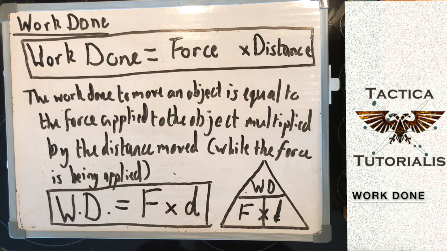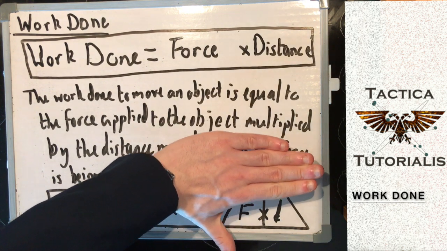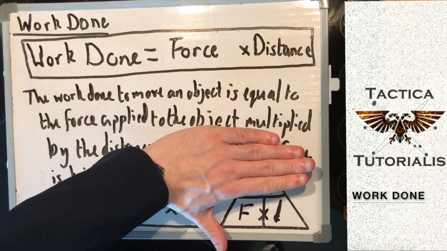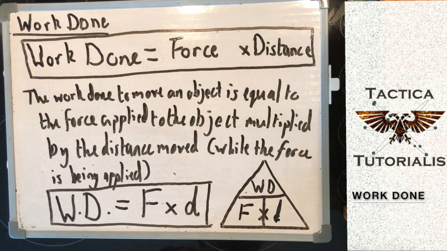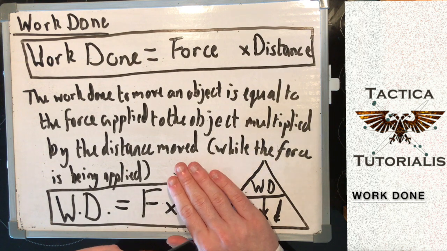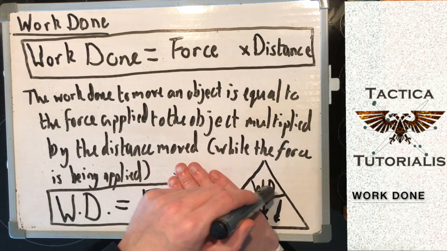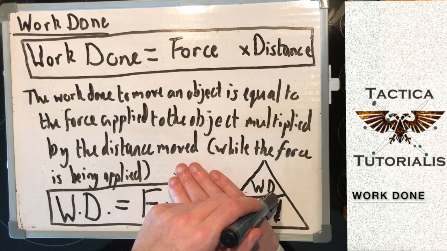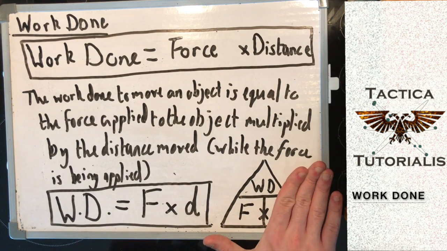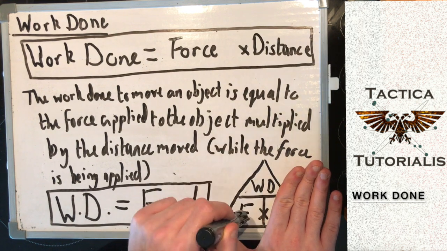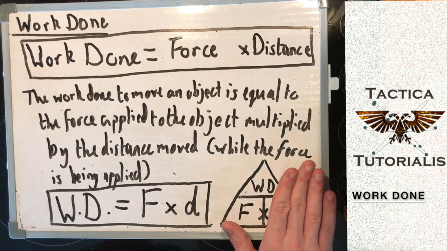So let's say I want to calculate the work done. Okay, so I'm going to put my hand over work done, and it tells me I have to do force times distance. Let's say I want to work out the force. Okay, I'll cover up force. So I have to do work done over distance, aka work done divided by distance. Want to work out the distance? Same idea. Work done over the force. Work done divided by the force.